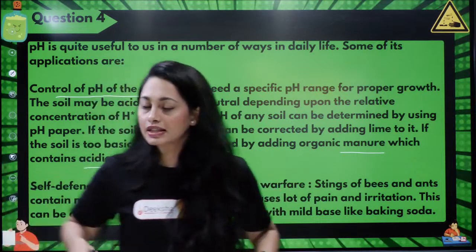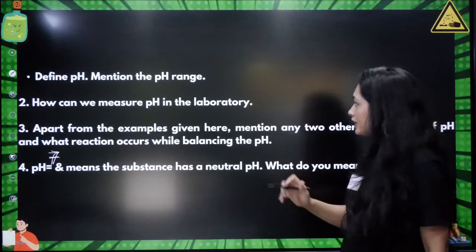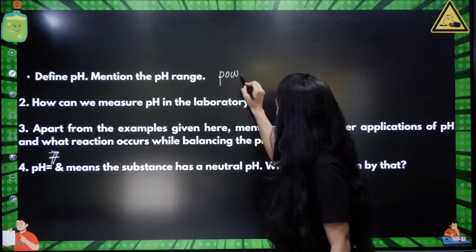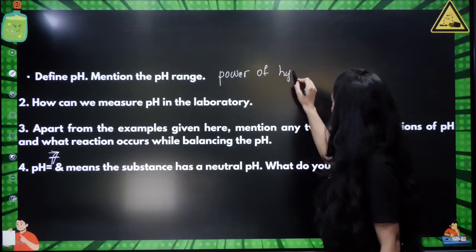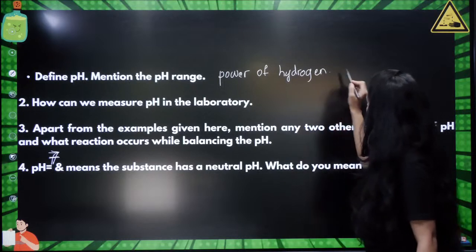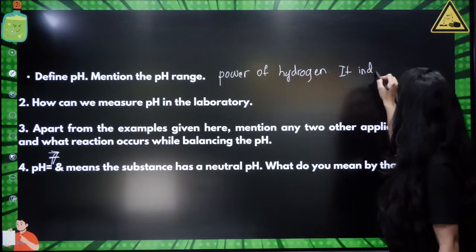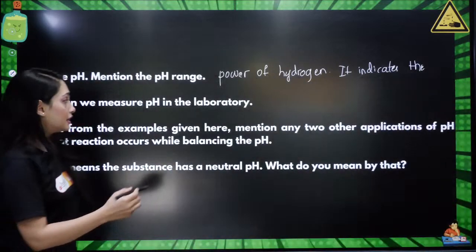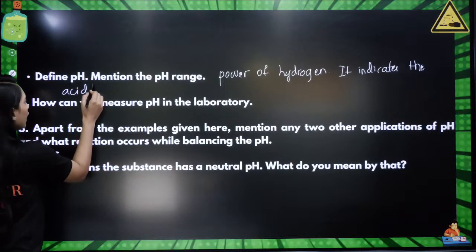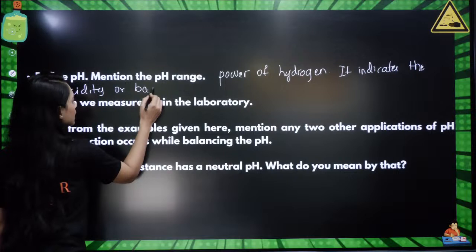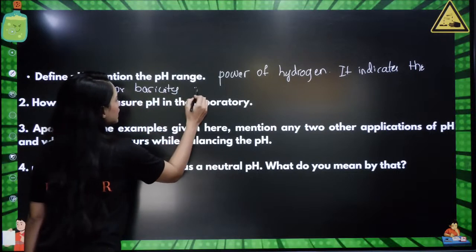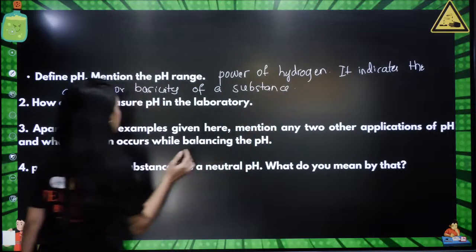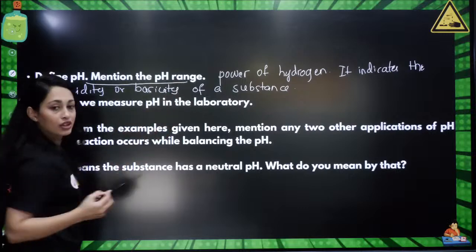So yeah, let's see the questions again. Define pH, mention the pH range. What is pH? pH is nothing but power of hydrogen. pH can be defined as power of hydrogen. It indicates the acidity or basicity of a substance. That is nothing but pH. They have asked another question in the same one. Mention the pH range. What is the range of pH?